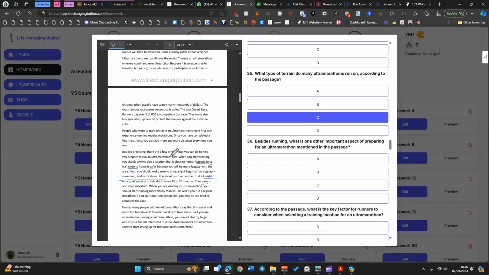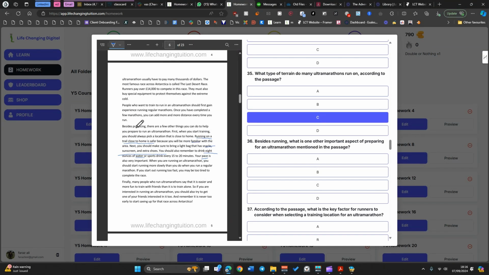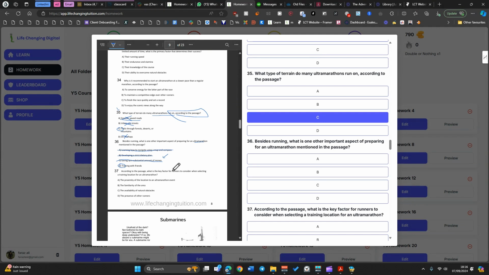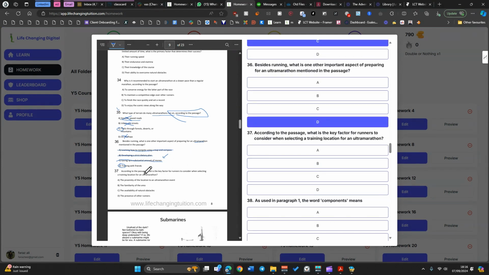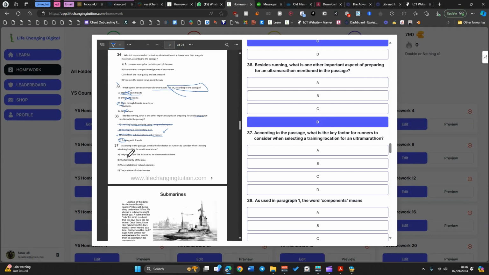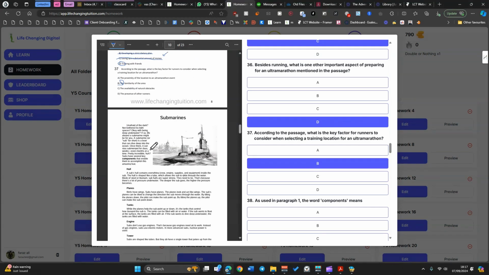So now if I actually show you where that is in the passage, I believe it's right here. It's more fun to train with friends than it is to train alone. So if you're interested, you should get one of your friends interested too. Just because of what options we're given there, D is the only one that would work. Question 37. According to the passage, what is the key factor for runners to consider when selecting a training location for the ultramarathon? So we just went over that a second ago. Basically, the familiarity of the area makes it safer and is quite important to get that right.